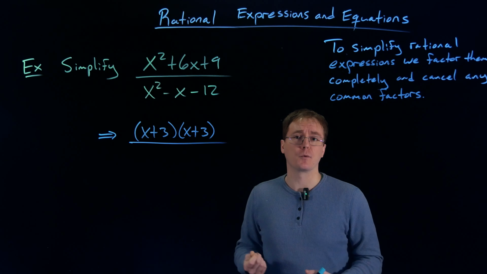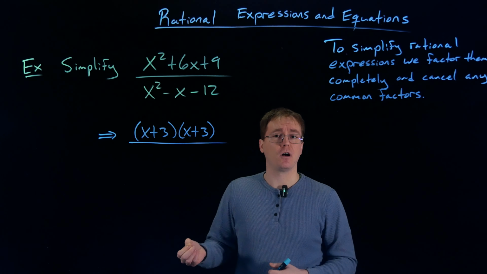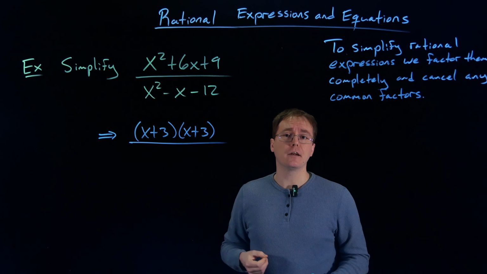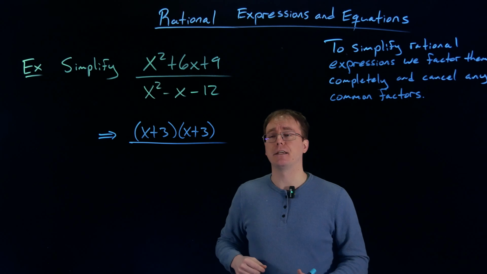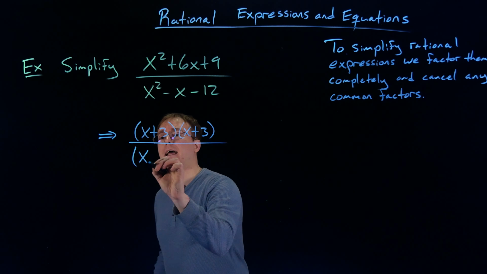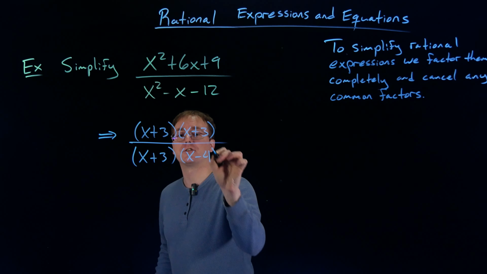And the 3 and the 4 are going to be the ones that we want to use, because if we do negative 4 times positive 3, that'll multiply together to give us negative 12. And negative 4 and positive 3 will also sum or add together to give us negative 1. So that helps us see that we can factor the denominator as x plus 3 multiplied by x minus 4.